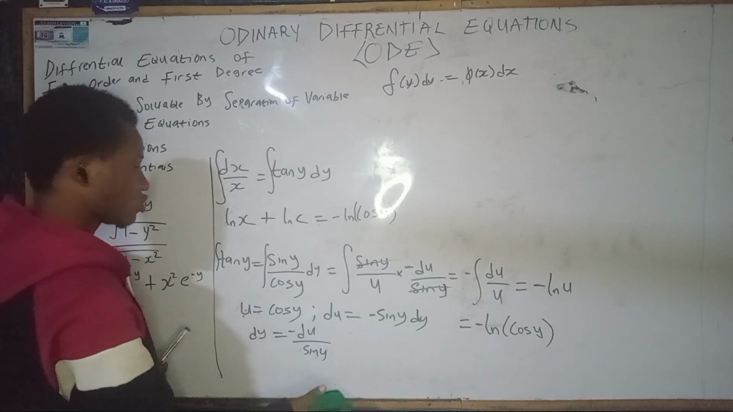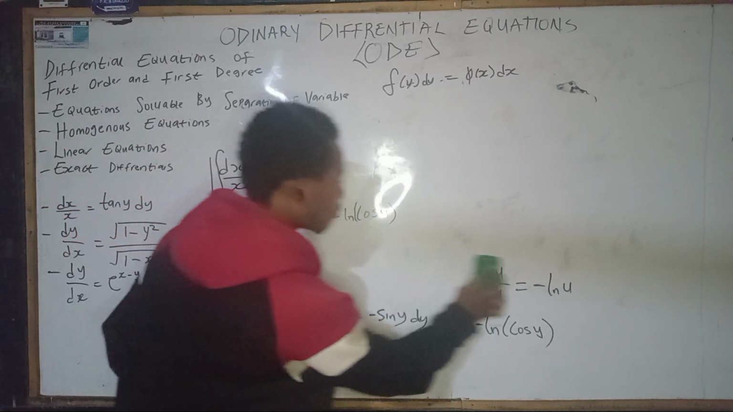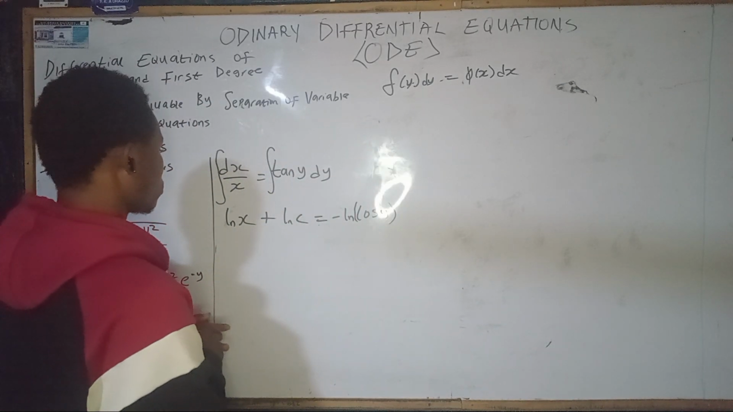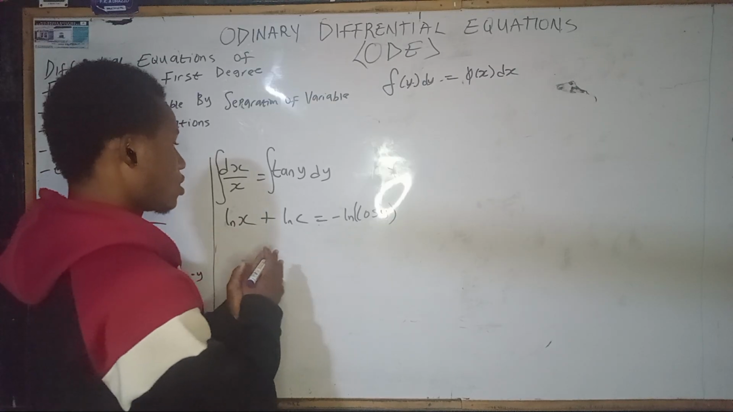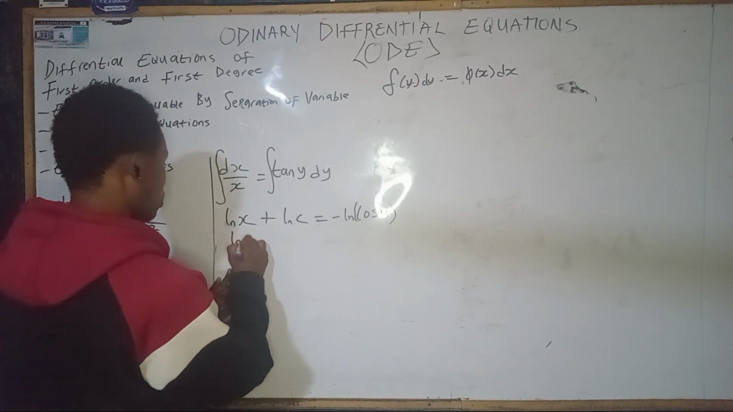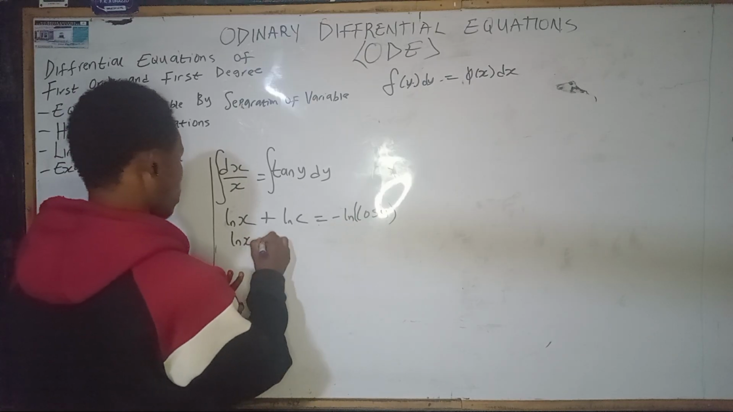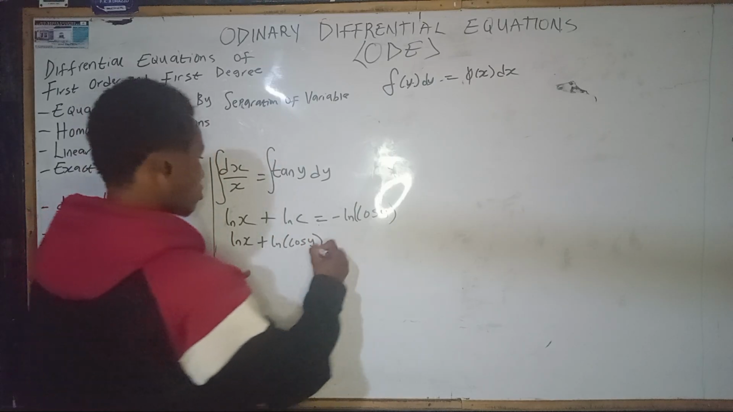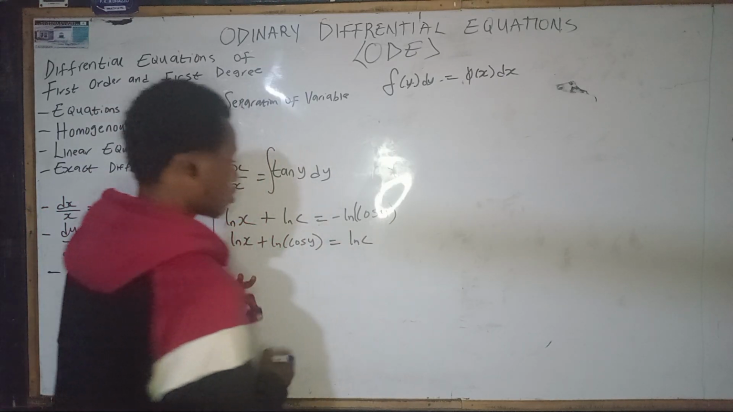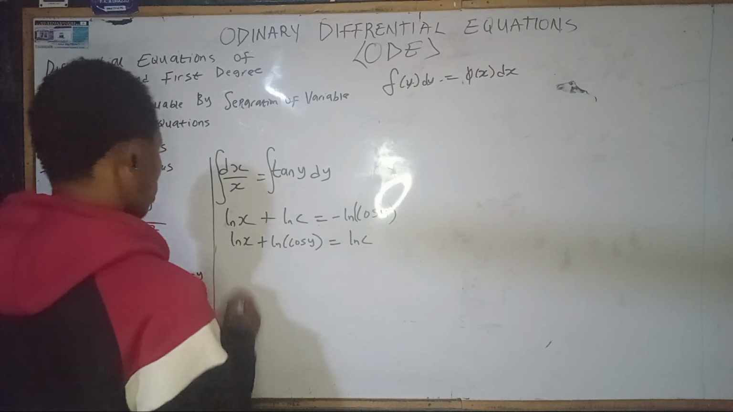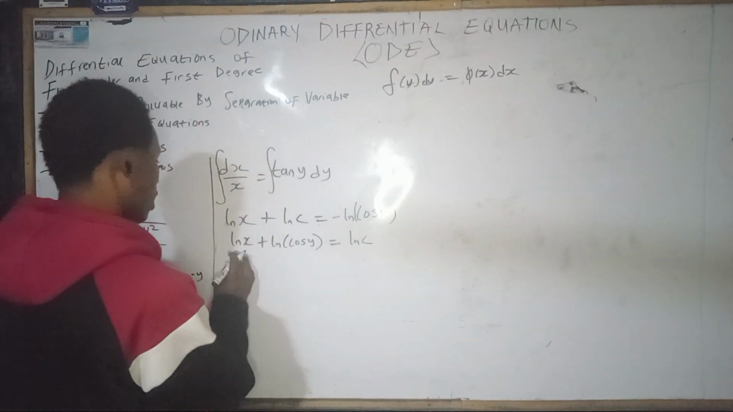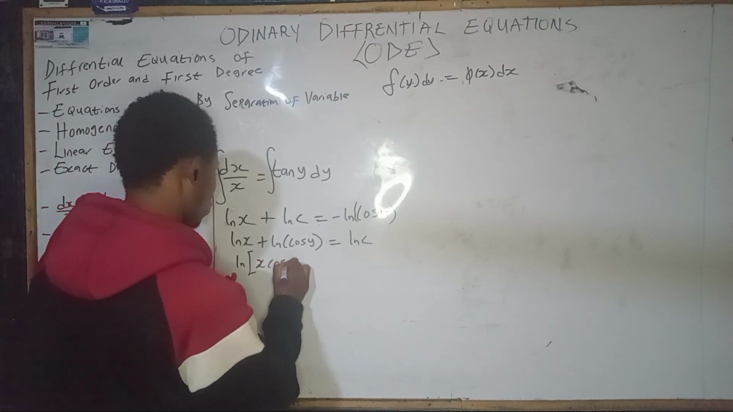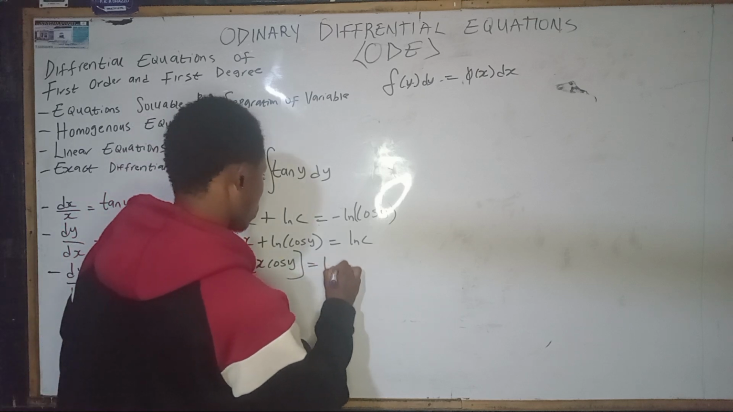Now if we try to simplify it, we want to bring x and y to the same place. So we just have ln x plus ln cos y is equal to ln c. And if we know the logarithm rule, we can just add them together. We have ln of x cos y in brackets equal to ln c.